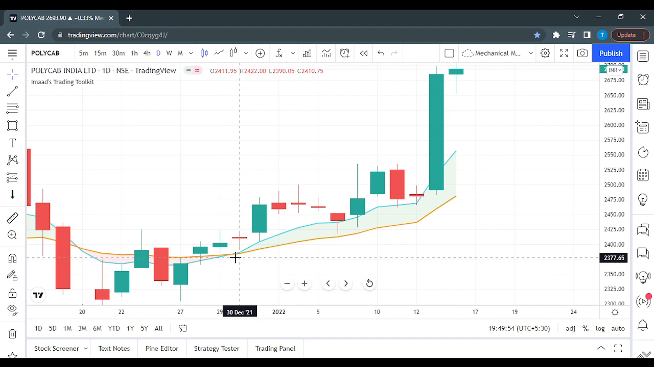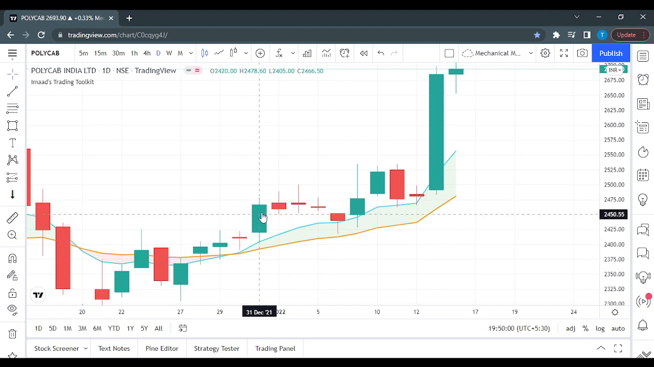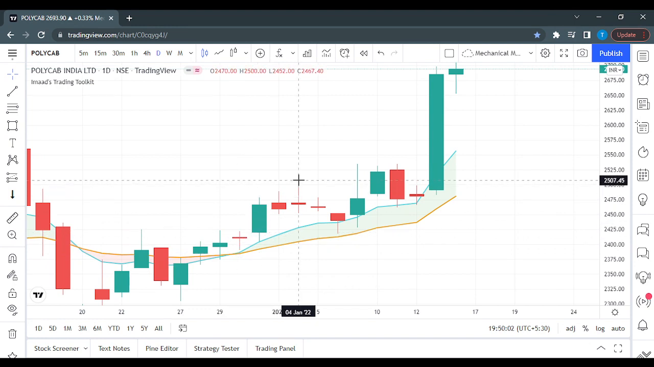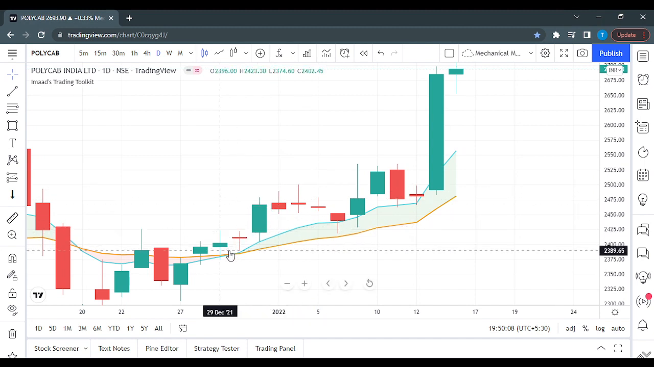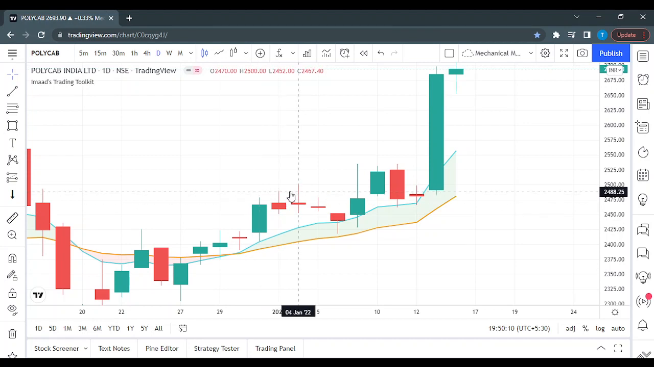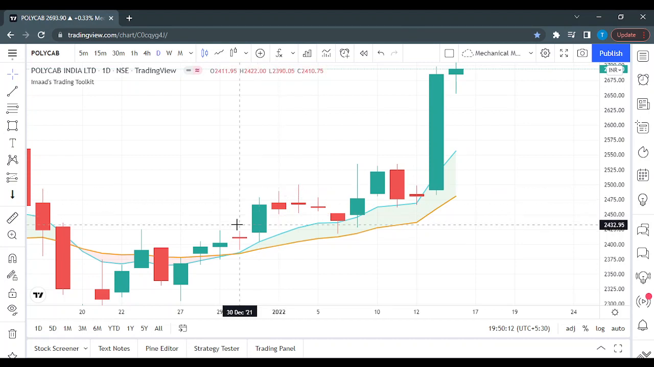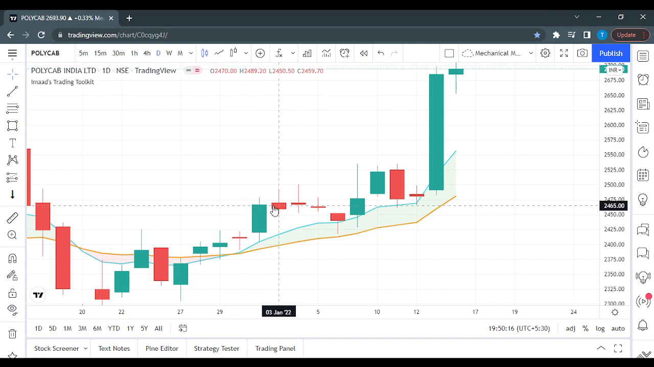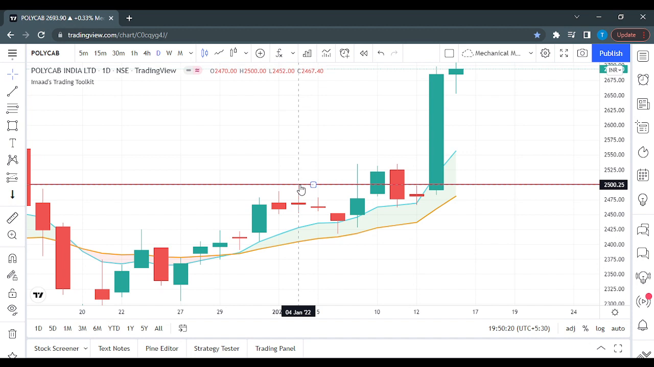Now, after the bullish crossover, the first rule is that we allow the stock price to go up. We do not enter even right now. We allow the stock price to go up, and we're waiting very patiently after the bullish crossover for the price to go up. After this particular 30th December, 31st December, 3rd Jan, 4th Jan, the prices went up. We're still patiently waiting for our entry, right? What is our entry signal?